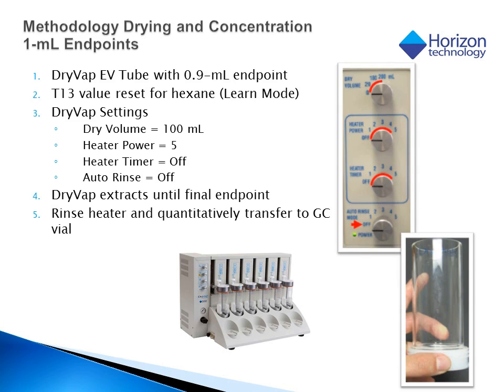Extracts were dried and concentrated on the Horizon Dry Vap. Conditions for 1 mil endpoints are shown in this slide. After reaching an endpoint of 0.9 mil on the Dry Vap, the heater and UV tube were rinsed with solvent and brought up to a final volume of 1 mil and quantitatively transferred to the GC vial.